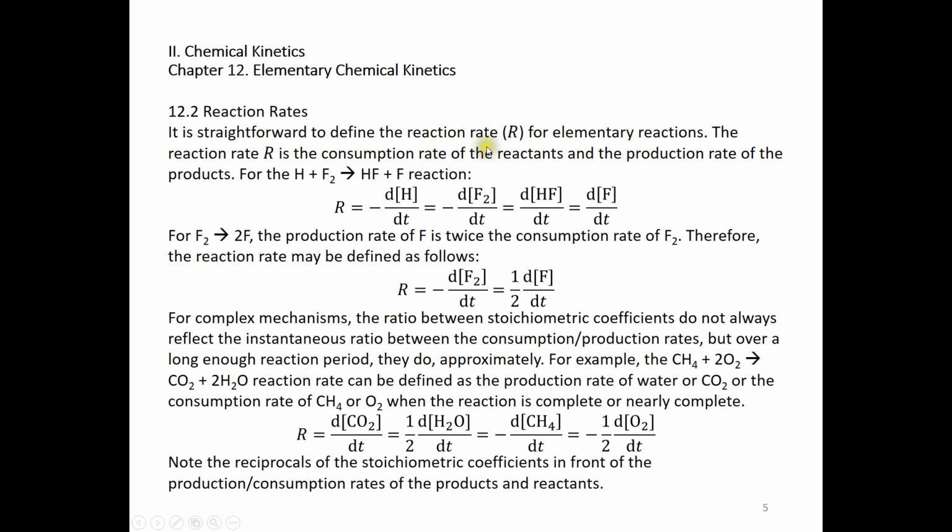The reaction rate is denoted by R, and R can be the consumption rate of the reactants. R can be the production rate of the products. Here's one example. Hydrogen atoms react with fluorine gas to produce hydrogen fluoride and fluorine atoms. How do we define the reaction rate?